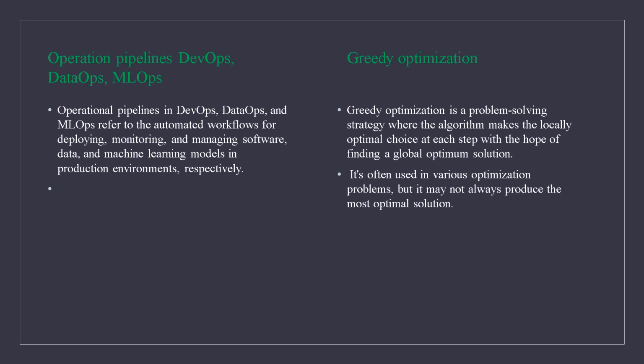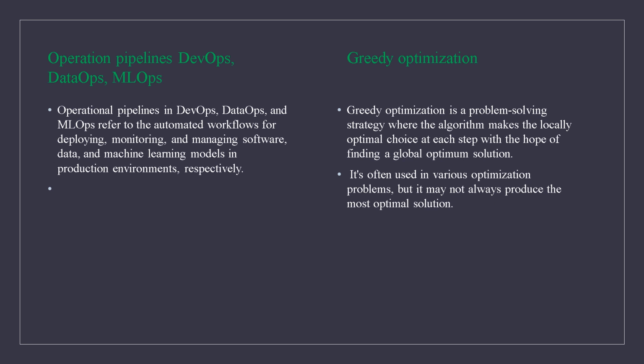Moving to the next slide, we talk about operation pipelines: DevOps, DataOps, and MLOps. The operation pipelines in this just refer to the automated workflows for deploying, monitoring, and managing software, data, and machine learning models in production environments, respectively.